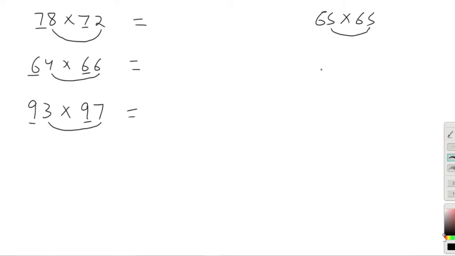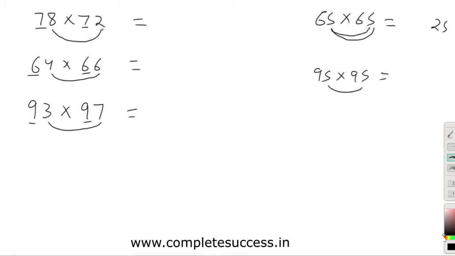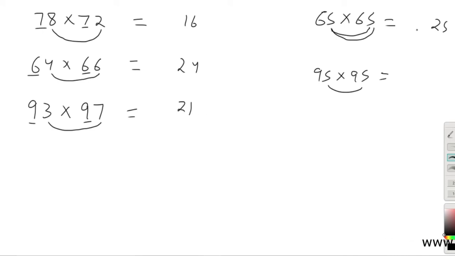Or 95 into 95? Is it 5 plus 5, 10? So what is the answer? 5 into 5, 25. Here we do 8 into 2, 16. 4 into 6, 24, 3 into 7, 21. Now, same way we do 5 into 5, 25, 5 into 5, 25. Last two digits will always be 25.